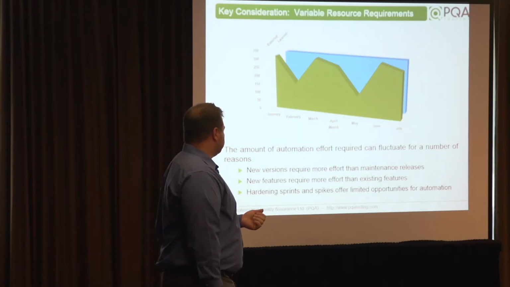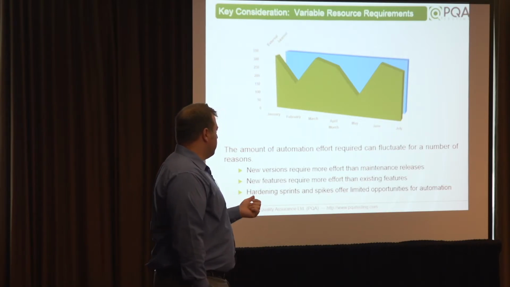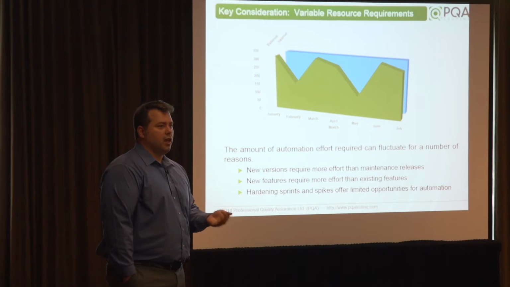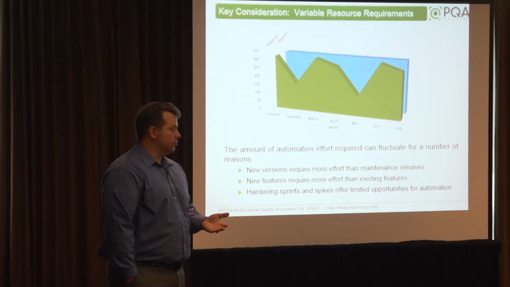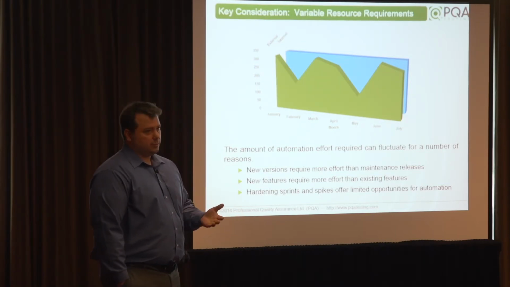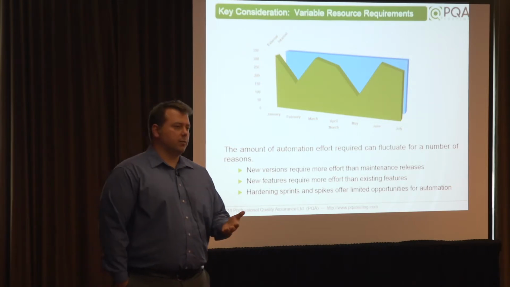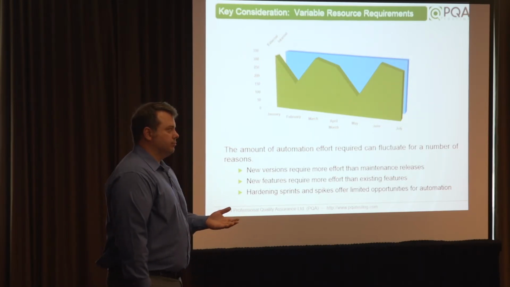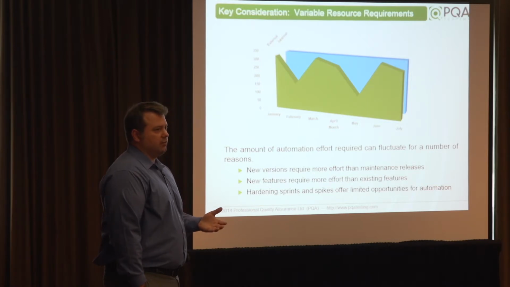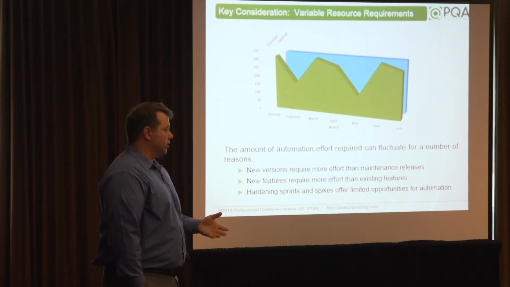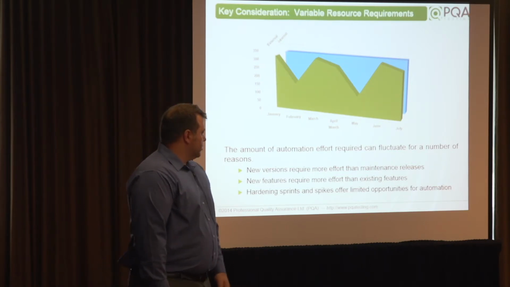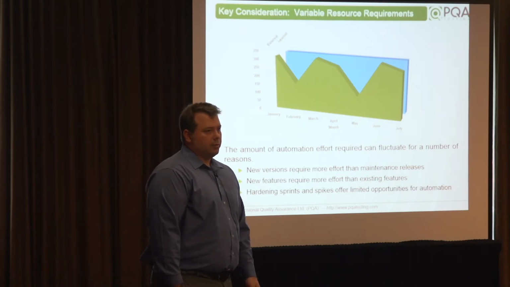The reason that it's variable is new versions of software require a lot more effort than maintenance releases. New features, same thing, require a lot more effort to automate because they're doing it with something new. Whereas if it's automating a defect found in an existing feature, there's probably existing infrastructure there to automate. Another reason is hardening sprints and spikes offer little opportunity for automation.